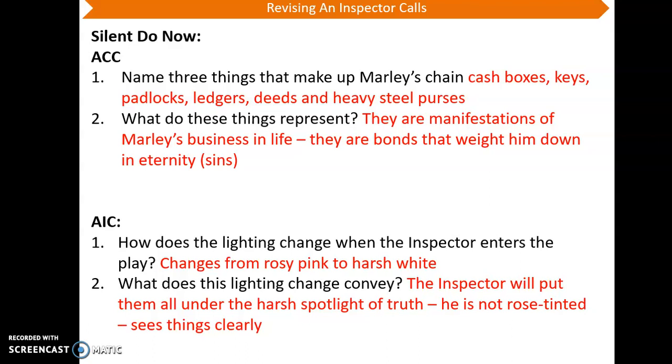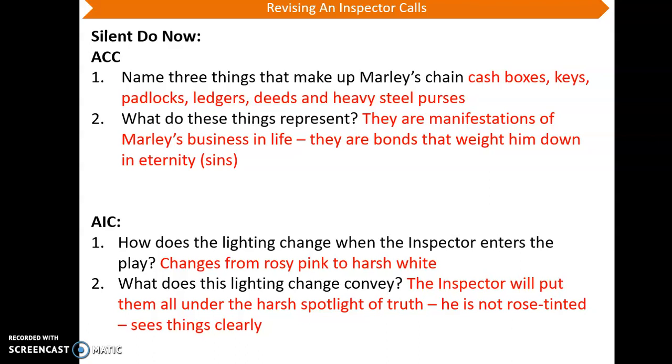So An Inspector Calls. How does the lighting change when Inspector Goole enters? So at the start of the play, the lighting is rosy pink as the family are dining and having their engagement party. As soon as the inspector walks onto the stage, we are told that the lighting changes to a harsh, bright white. And the change in that lighting conveys that the inspector will put them all under the harsh spotlight of truth. Suddenly the stage is awash with bright, harsh light, and that light represents the truth.